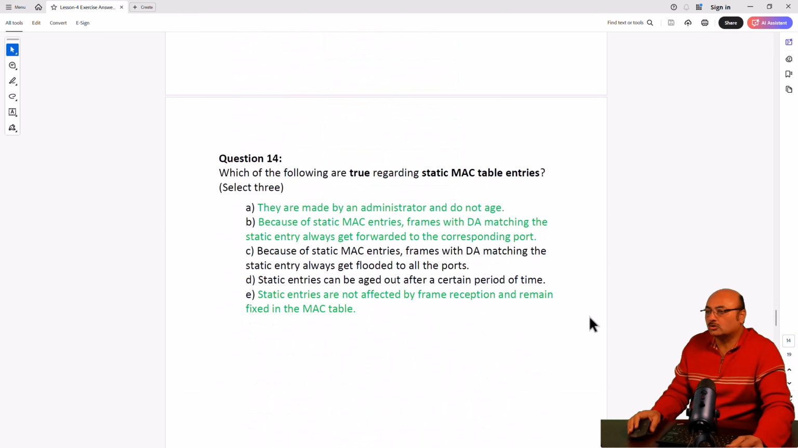Okay, moving on to question 14. Which of the following are true regarding static MAC table entries? Yeah, so let's go over the options. They are made by an administrator and do not age.